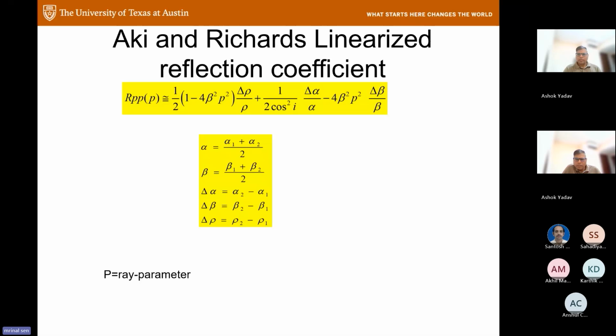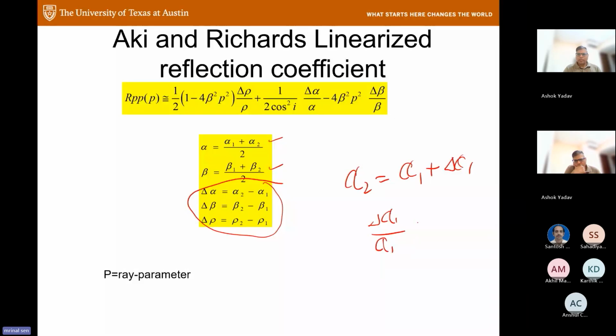But anyway, in Aki-Richards case, what they did is they assume that the contrast in velocity and density are very, very small. And then they use the average velocity, P wave velocity, shear wave velocity. And this is the contrast. So essentially what they're saying is that my alpha 2, which is VP2, is equal to alpha 1 plus delta alpha 1, where delta alpha 1 by alpha 1 is very, very small. Okay? So for small contrast, you can derive this equation.